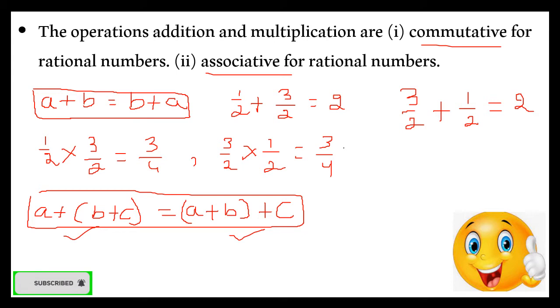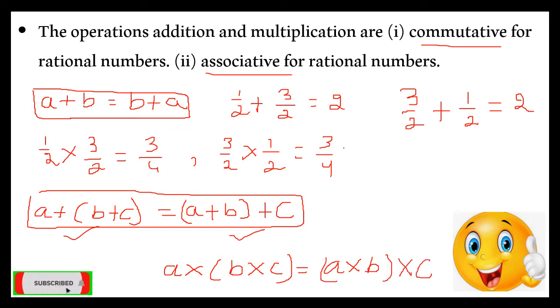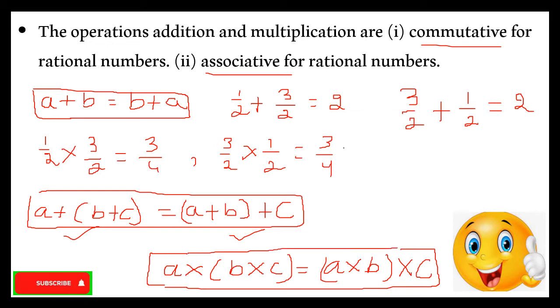And the same happens with multiplication also. If you multiply two rational numbers together, that is B and C, and then you multiply with A, your result would be the same. You associate A with B and then you multiply it with C, the same result you will obtain. And in this case we say that rational numbers are associative for multiplication. So I hope you have the clarity of both the properties here.